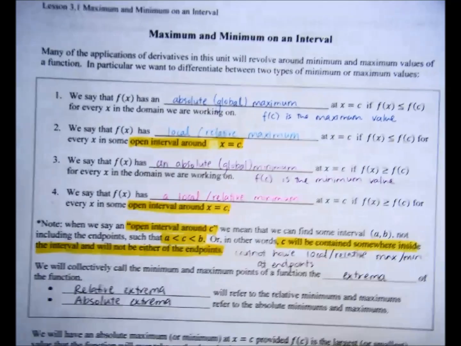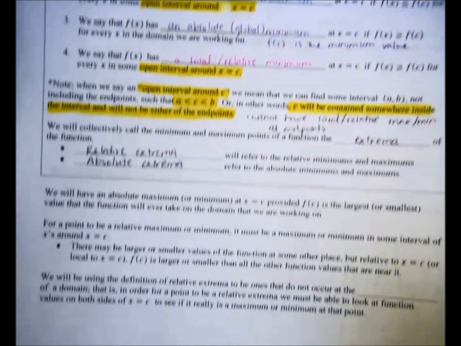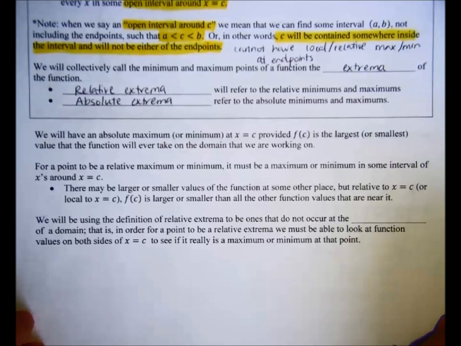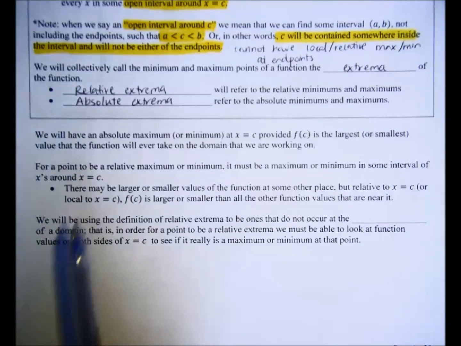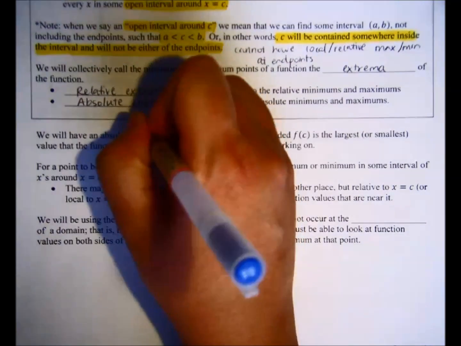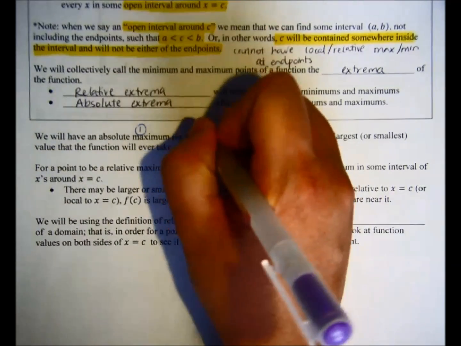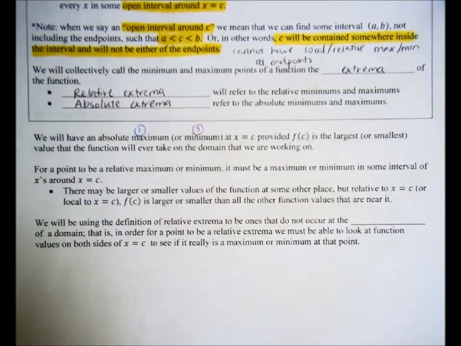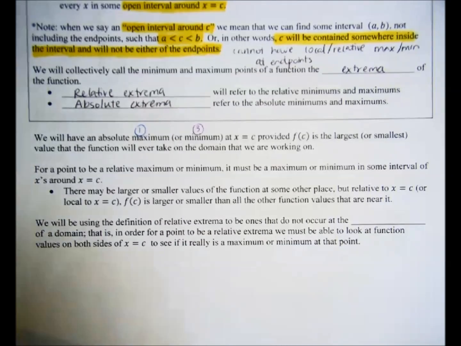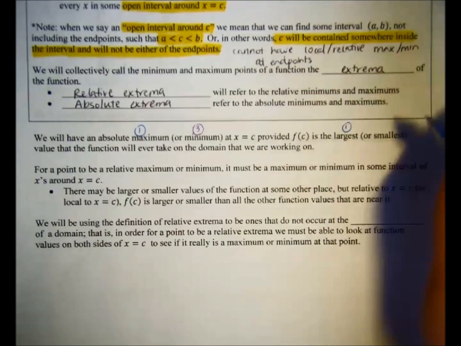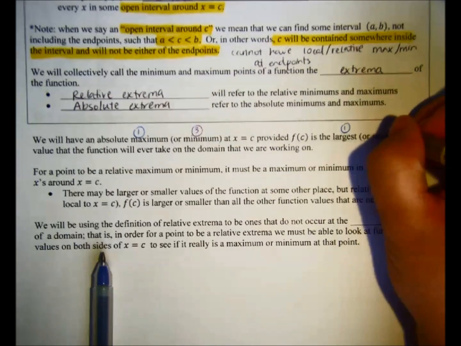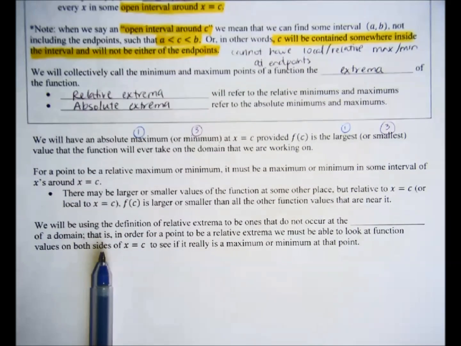The bottom of this page just sort of recaps what we've just discussed. So one more time to recap, we have absolute maximums, which was condition one that we discussed, or absolute minimums at x equals c, provided that f of c is the largest or smallest value that the function will ever take on the domain that we're working on.